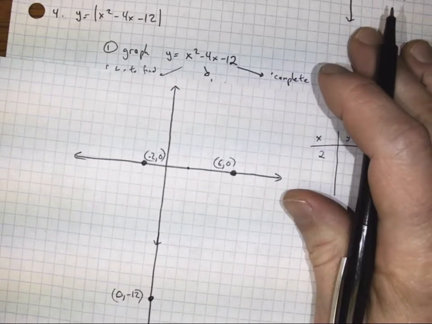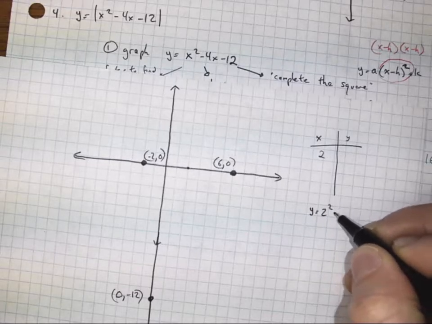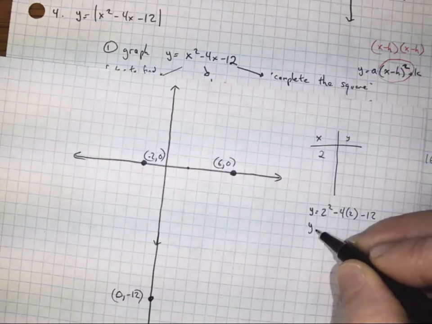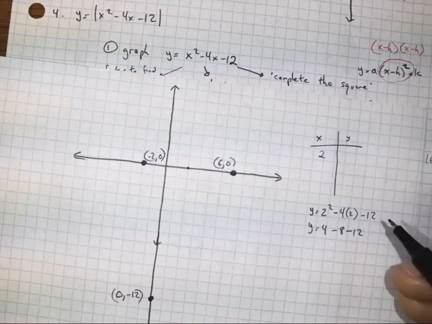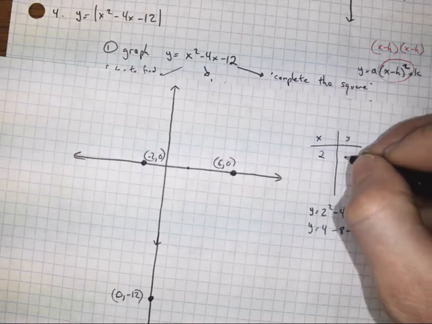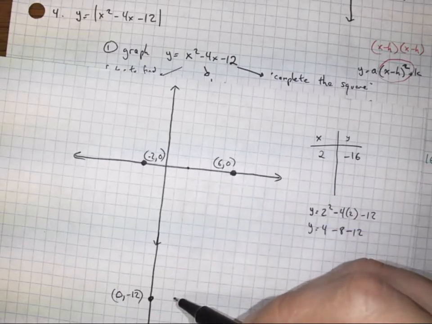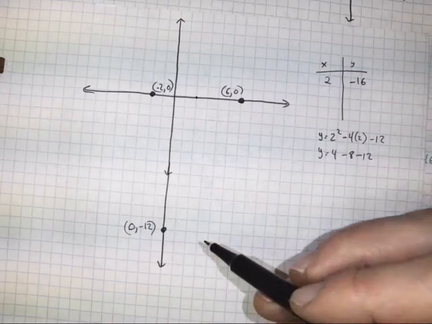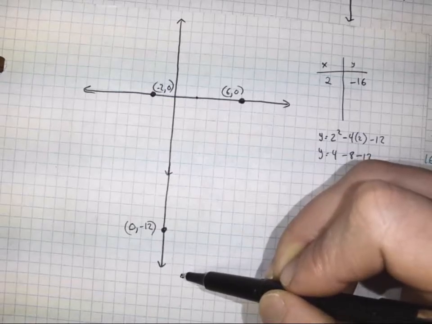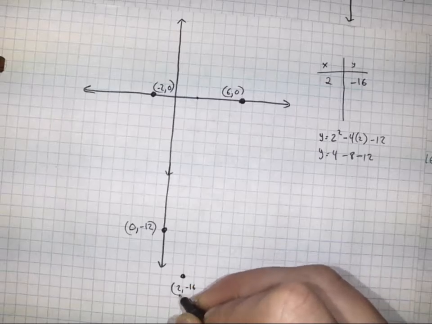And when I do that, I get 2 squared, which is 4, minus 4 times 2, which is 8, minus 12. So I get 4 minus 8 minus 12. 4 minus 8 is negative 4. Take away 12 is negative 16. So I get the point when x is 2, y is negative, all the way down here. 2, 4, 6, 8, 10, 12, 14, 16. And I have the point here at 2, negative 16.